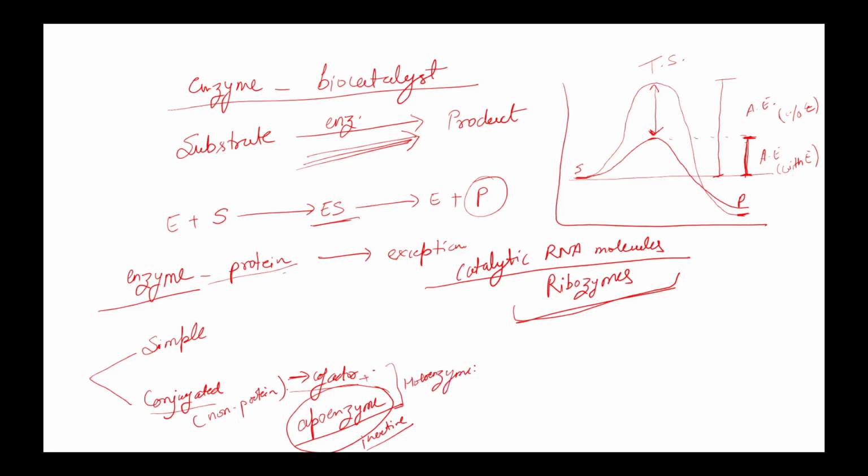Okay, so in cofactors, generally we can have two types. One is simple metals, or complex organic molecules, for example vitamins and other things. These complex organic molecules are called coenzymes.